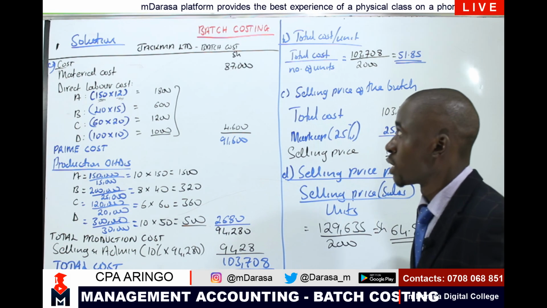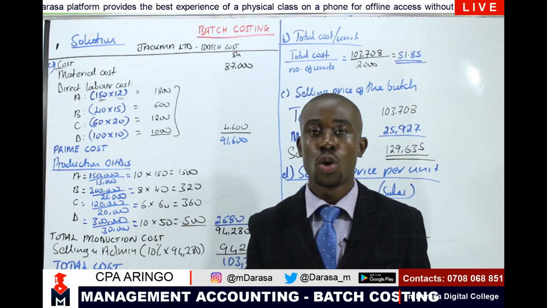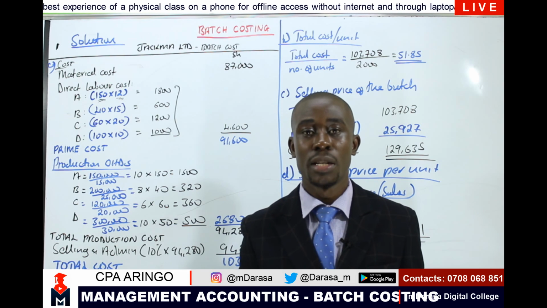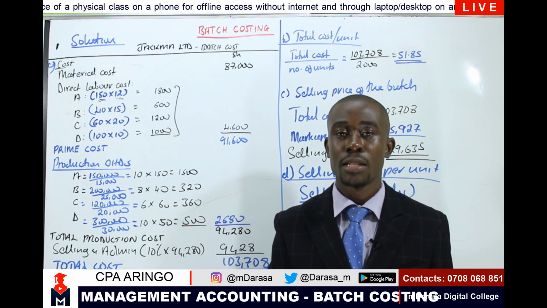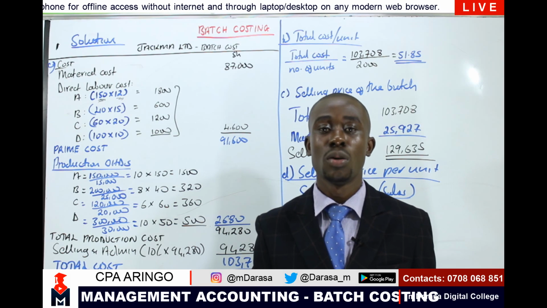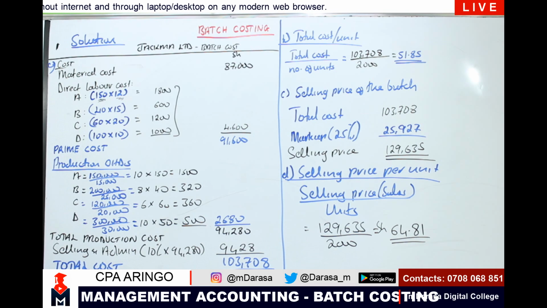So are we done with the question? Let us see if we are given any other requirement to compute. So like the other point, we are told the selling price per unit. That will be simple now. Part D, selling price per unit. That will be very simple because at this point you've already determined our selling price. So you take our total selling price or sales, we divide by the number of units. In our case, our sales, we've determined it to be 129,635.